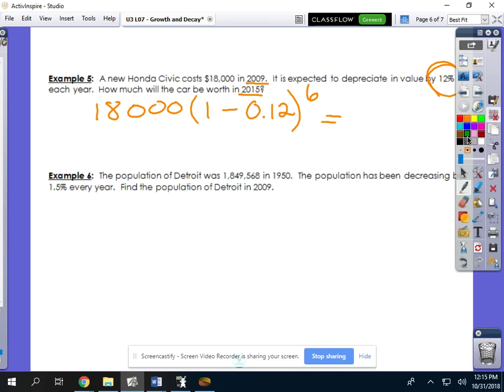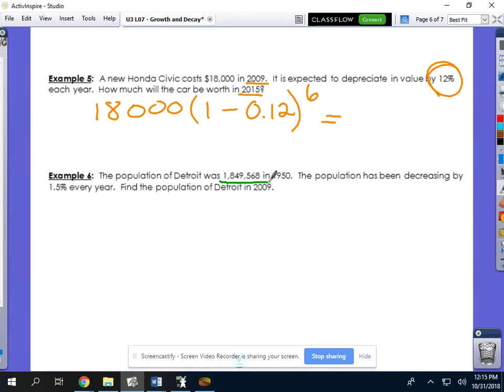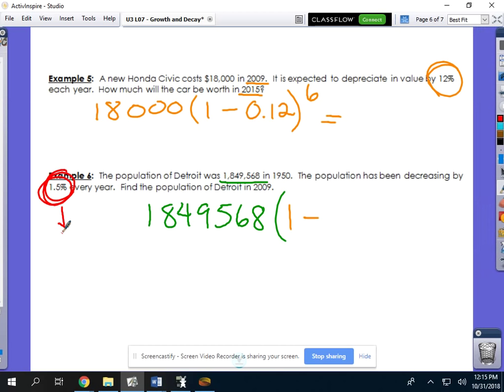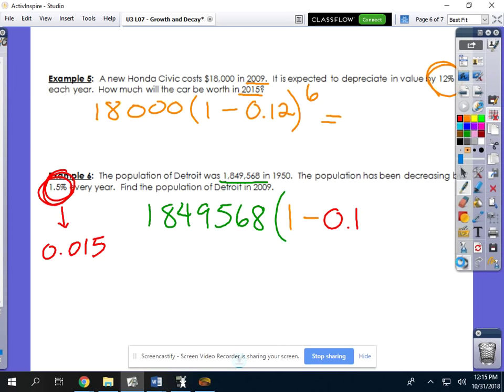Okay. My second equation here, the population of Detroit, that is definitely, or at least it was dropping. So it used to be 1,849,568. The population is decreasing. So we have 1 minus our rate. It's decreasing at a rate of 1.5%. So 1.5% is 0.015. So let's plug that in. Whoop, almost got a zero.